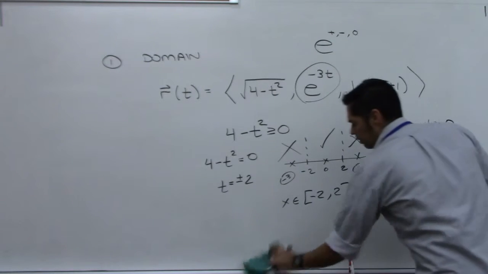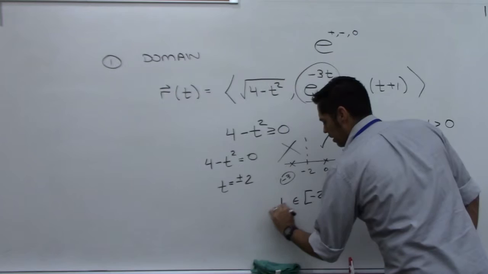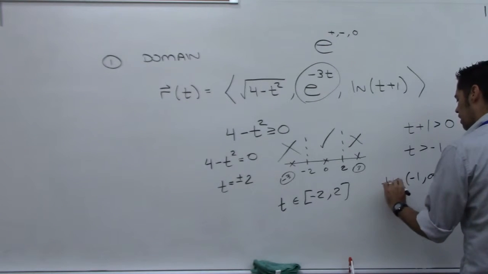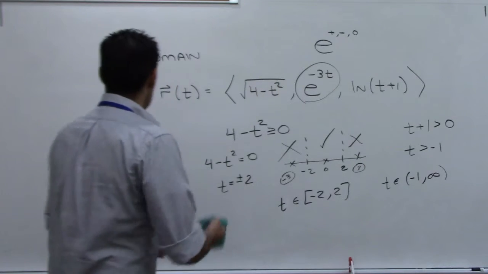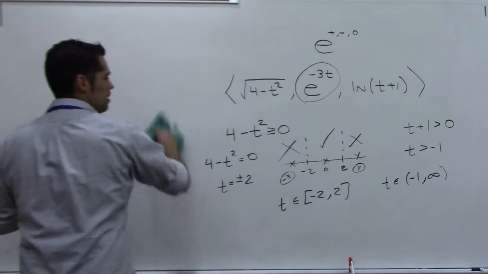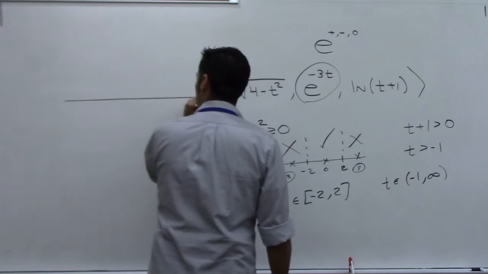Oh, I put x here. Oops, t. T must be an element of that. So what I'm going to try and find now is the intersection of those two sets. I can do this several ways. I'm just going to draw a number line.